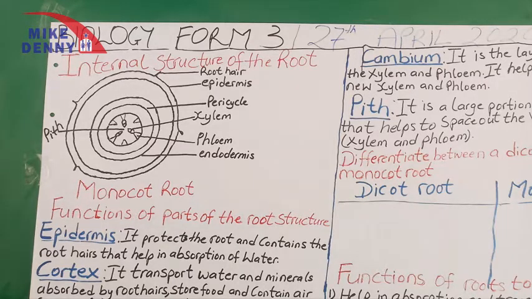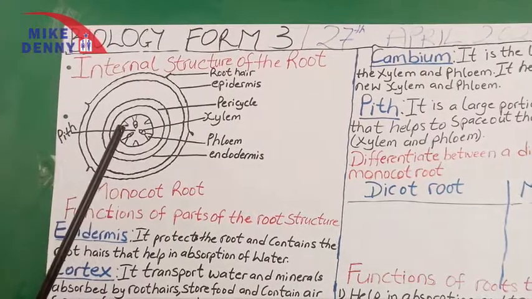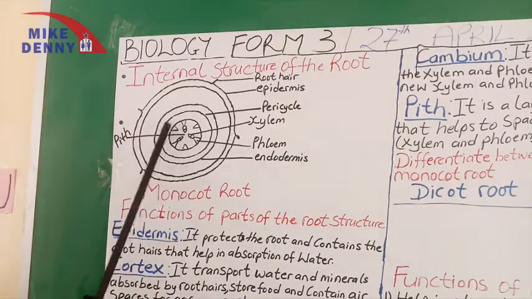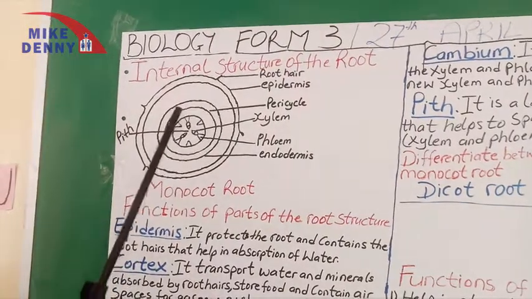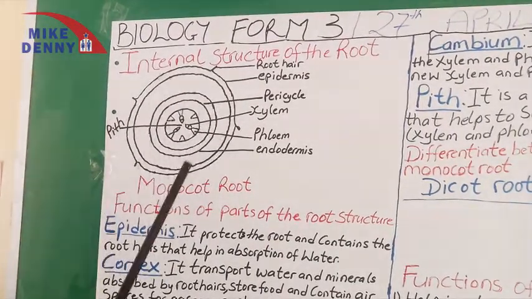If we look at the inner part of the structure here, and we compare to the inner part of the same structure in the dicot root, we will discover that the way the xylem and the phloem are arranged here, they look scattered inside. But in the dicot, they were arranged in a ring. But here, they are dotted. The arrangement is not like in a ring. That's one aspect.